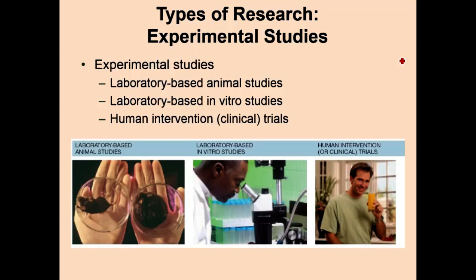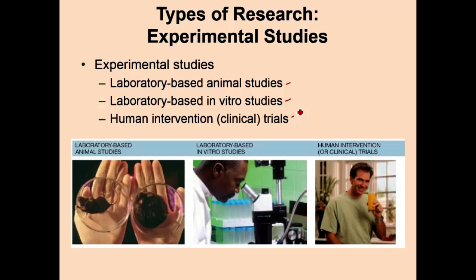We also have experimental studies. Experimental studies can be broken down into either laboratory-based animal studies, laboratory-based in vitro studies, or human intervention, which are the clinical trials. Again, they're going to have strengths and weaknesses. The strengths include controlling the conditions for the most part. They can determine the effects of the variable that they're measuring because they can control the conditions. And they can apply some findings on human beings to some groups of human beings.